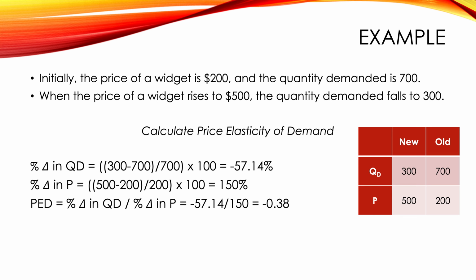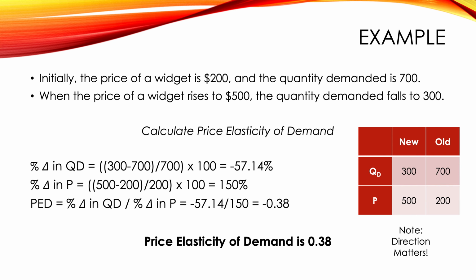But if you remember, when we calculate price elasticity of demand, we drop the negative and just make it an absolute value. So the answer to this question would be price elasticity of demand is 0.38. Now, one important thing to remember, direction matters. In other words, if you were to accidentally swap the new and old values and move in the opposite direction, you would actually get a different answer. Because while price elasticity of demand might sound a lot like slope, rise over run, it is not. It's percentage change, which actually affects these calculations tremendously. So make sure you straighten out which is your new value and which is your old value.